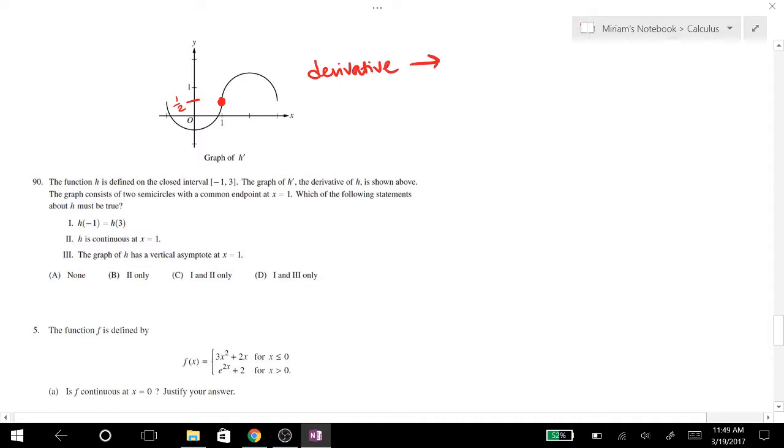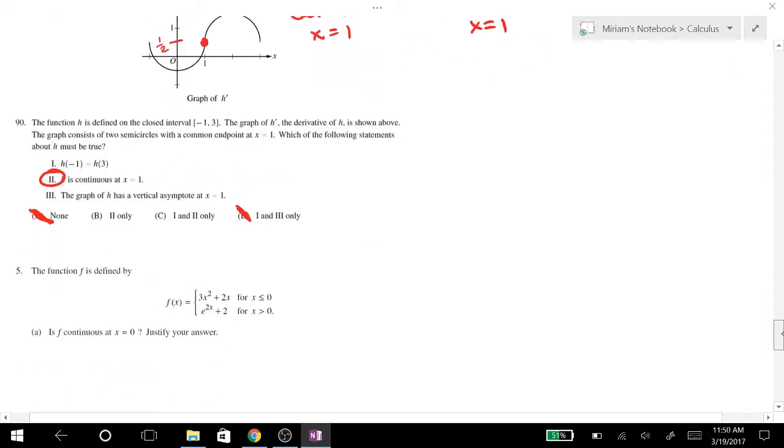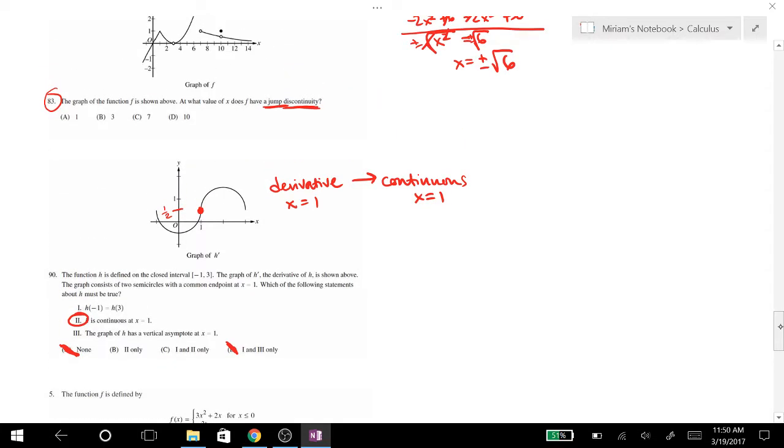then that means I'm continuous, okay? So if I have a derivative at x equals 1, I'm continuous at x equals 1. So I already know 2 is true. So I can cross off the other options here. Okay? And you can even check that 3 is not true, because if I'm continuous at x equals 1, that means my graph is continuous, let's say at x equals 1.